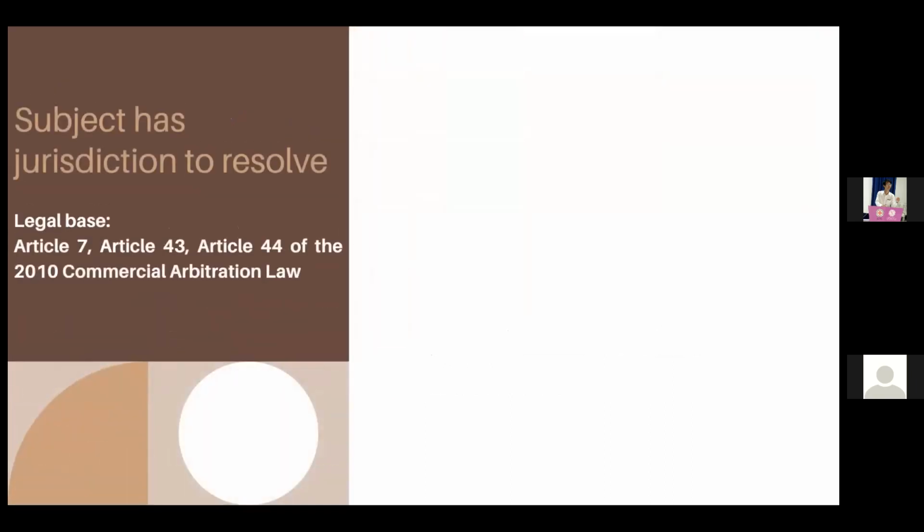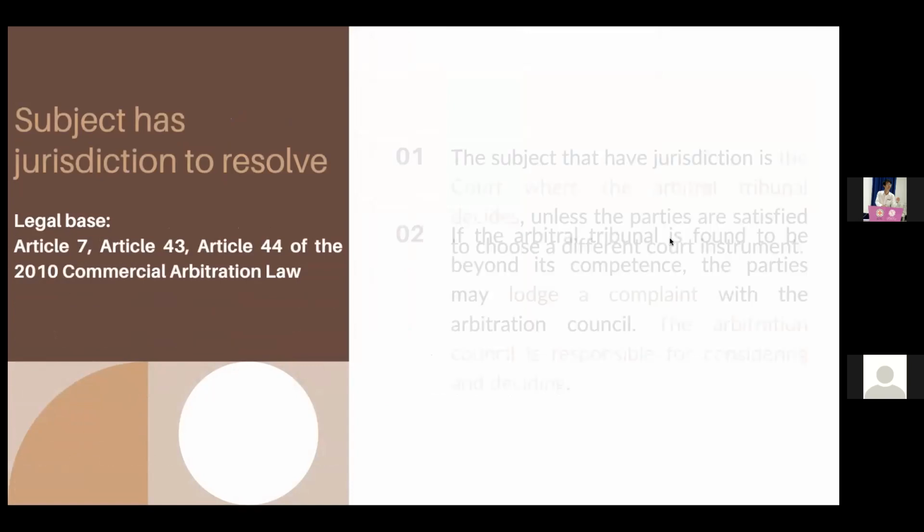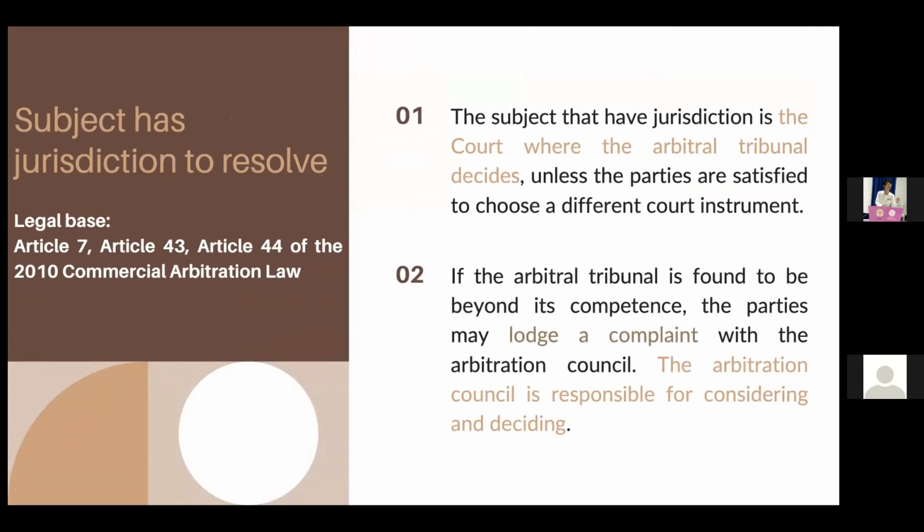For a request for settlement of the complaint against an arbitral tribunal's decision on an invalid arbitration agreement, an unenforceable arbitration agreement, or the jurisdiction of the arbitration council, the subject that has jurisdiction is the court where the arbitral tribunal makes the decision, unless the parties have agreed to choose another specified court. Whereas, during the dispute settlement process, if the arbitral tribunal is found to be beyond its competency, the party may lodge a complaint with the arbitration council.